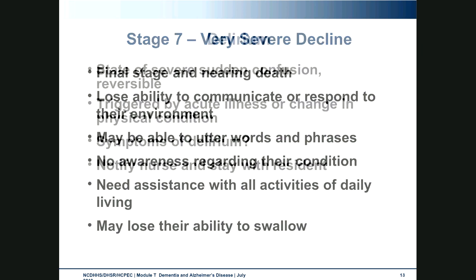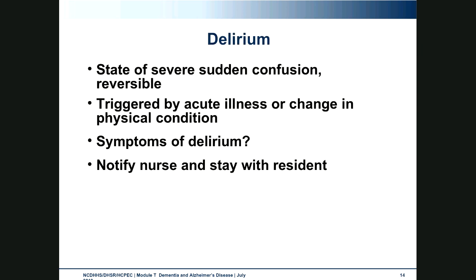So let's talk about the difference between dementia and delirium. So delirium is a state of sudden confusion that is usually reversible. So unlike dementia, which is not reversible, delirium can be reversible. It can be triggered by an acute illness or change in a physical condition.